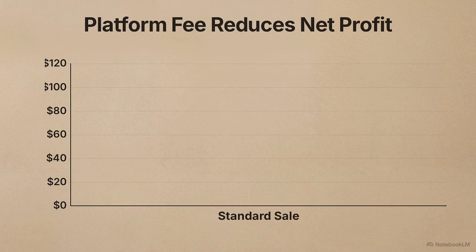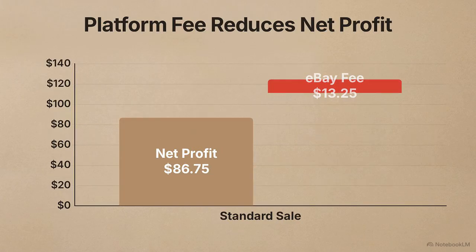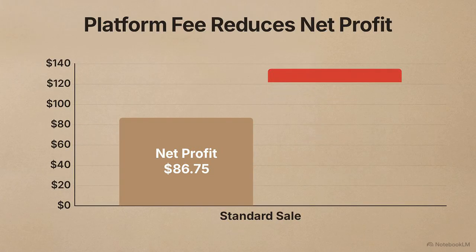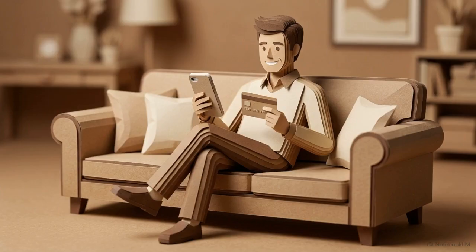This bar chart visualizes the platform fee structure. For a standard $100 sale, eBay deducts approximately 13.25%. The remaining $86.75 is your net profit. Combine clear photos, a structured title, and precise data, and your listing acts as a salesperson. It answers a buyer's potential objections before they even have to ask.